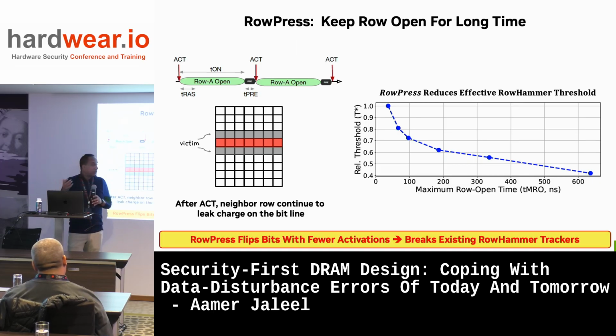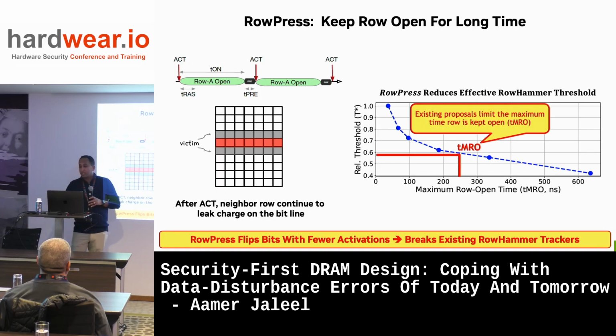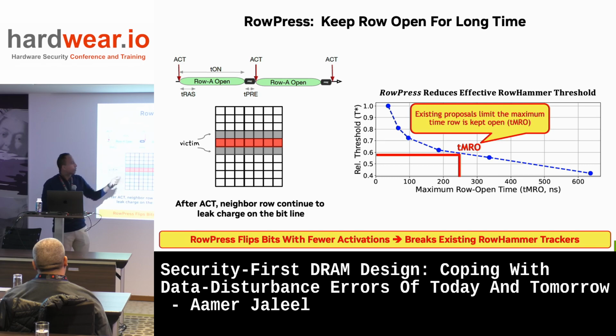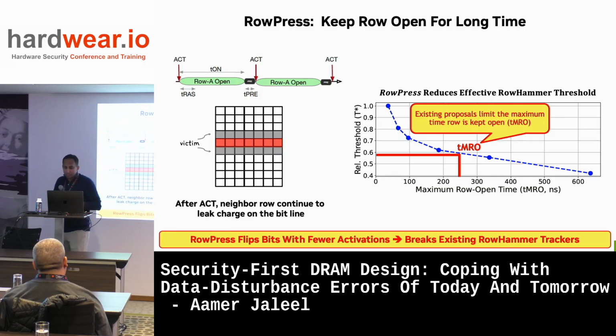So with fewer bit flips, with fewer activations, you are now basically breaking existing RowHammer trackers. To address this problem, existing proposals suggest limiting the amount of time that you keep the row open. When the row is kept open for a limited time, you have to tolerate a lower RowHammer threshold, but it has problems. First, it requires changes to the DRAM standard. You now need to design your RowHammer trackers to tolerate a low RowHammer threshold.